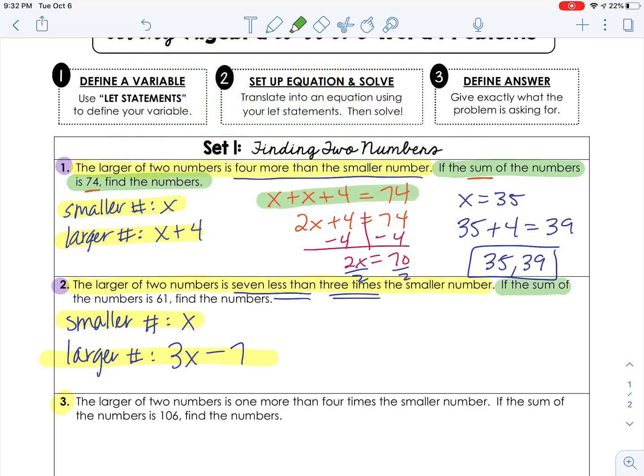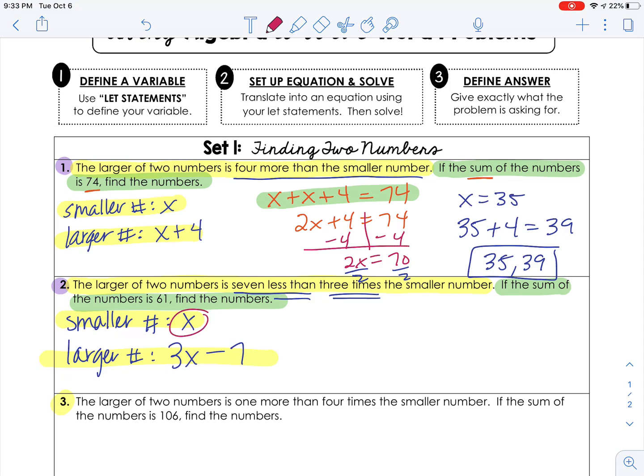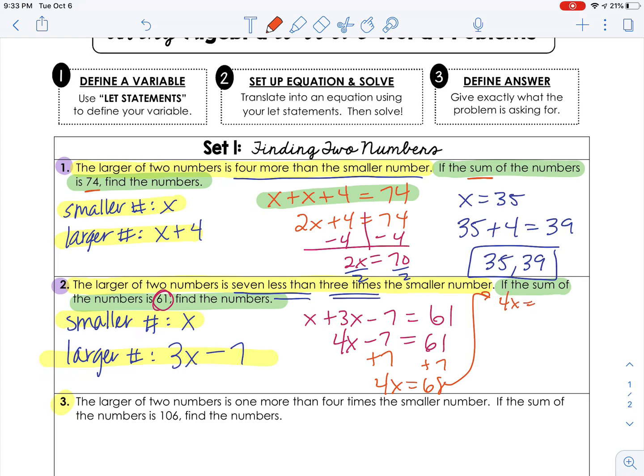Our second sentence, if the sum of the numbers is 61, find the numbers. So to find the sum, we have to add these two numbers together. X plus 3x minus 7. The sum, we're told, is 61. So equals 61. And then from here, we are just combining like terms like we've done almost every day since we've come back to school. X plus 3x is 4x minus 7 equals 61. Then I need to add 7 to both sides. 4x equals 68. My next step is to divide both sides by 4.